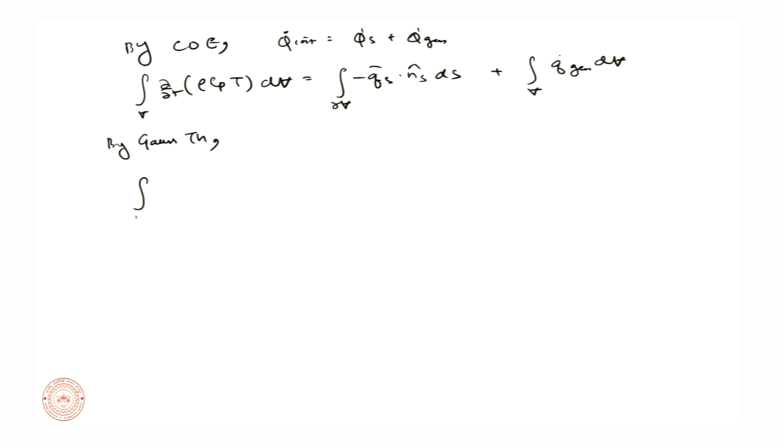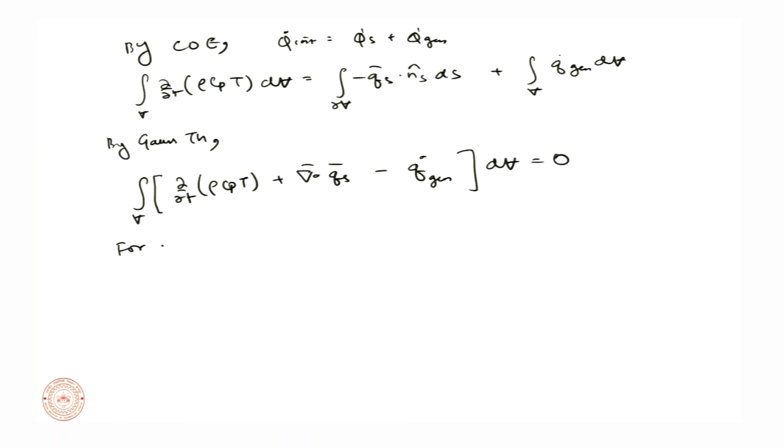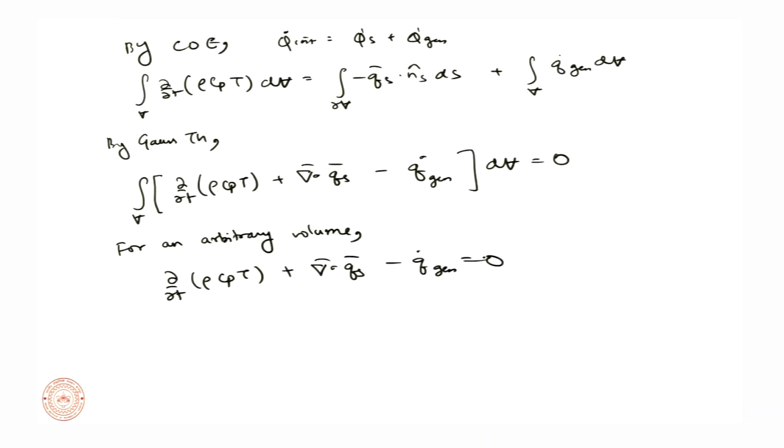We can take everything to the left hand side into one volumetric integral: del by del T of rho Cp T plus del dot Qs minus Qgen equals 0. Again, for an arbitrary volume, with the same argument as last time, we will have this integrand as 0. So, del by del T of rho Cp T plus del dot Qs minus Qgen equals 0.